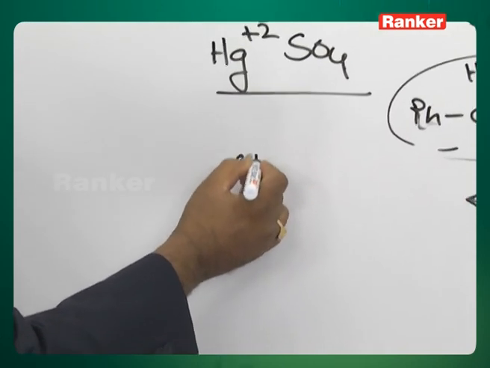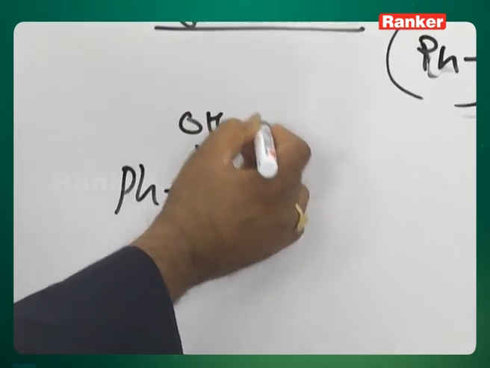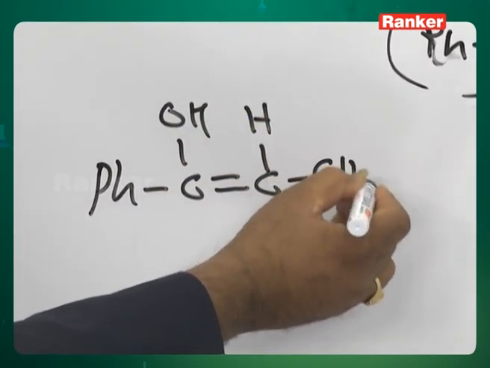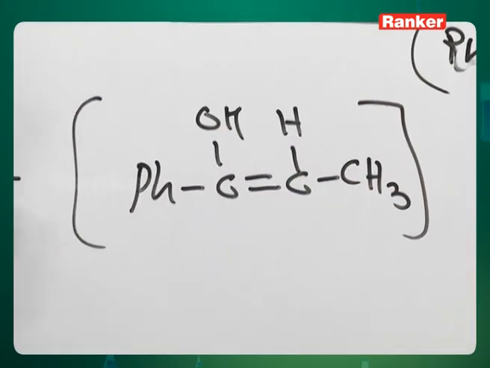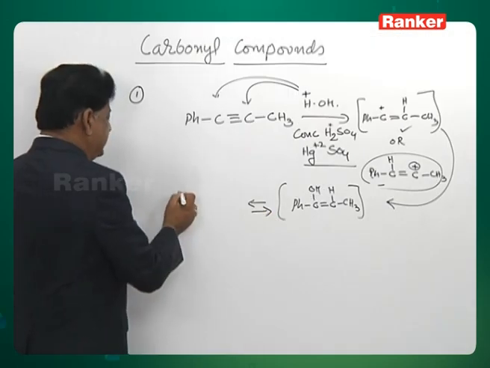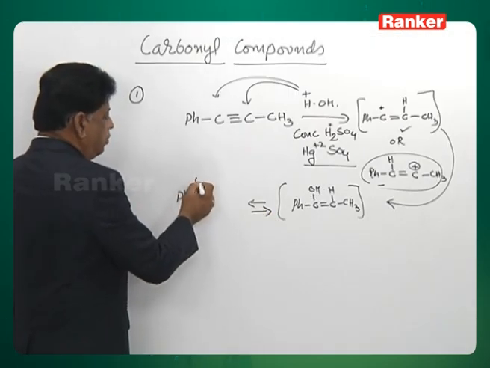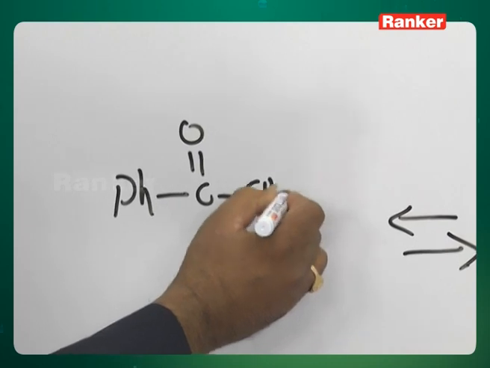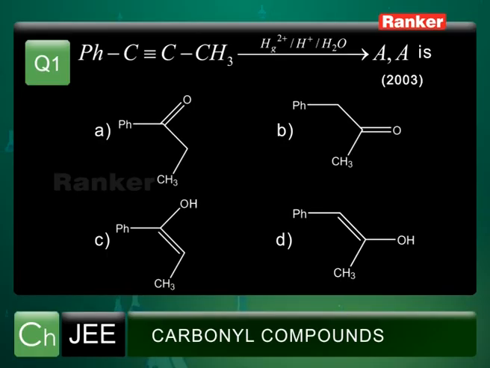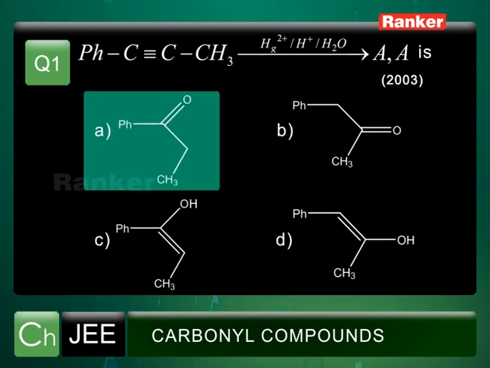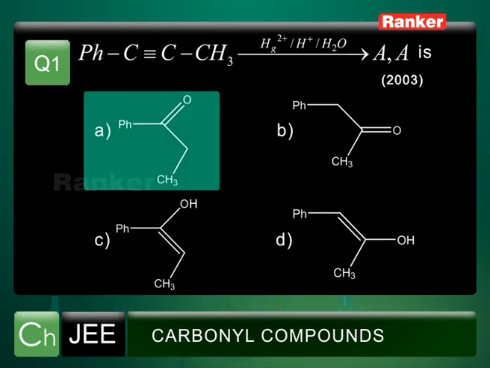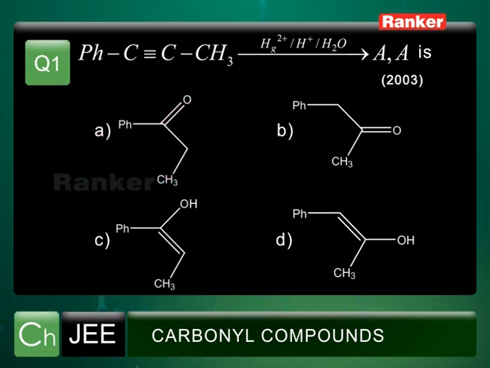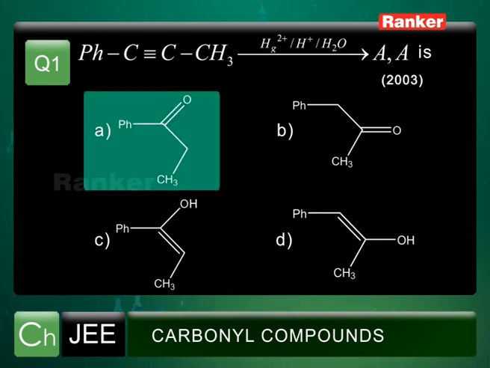So, OH comes to the phenyl side and the H goes to the methyl side. However, this is not the final answer; this is the enol. Tautomerization leads to the final answer, that is phenyl with a C double bond O, CH2 and CH3. So search this answer in the options A, B, C, D. Option A is the right answer, which is the phenyl ethyl ketone.